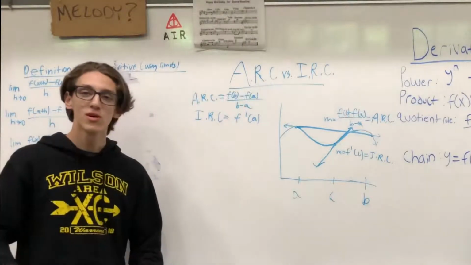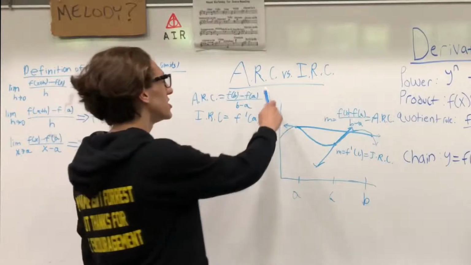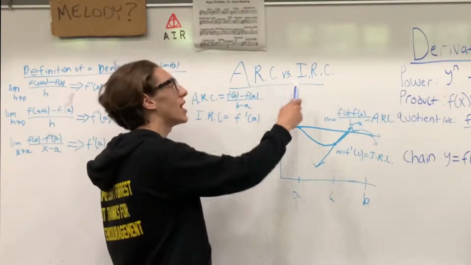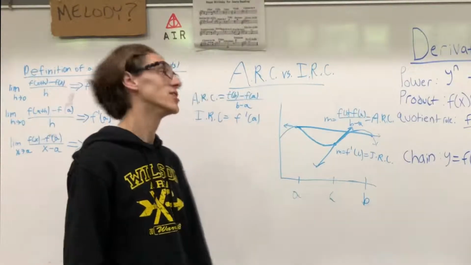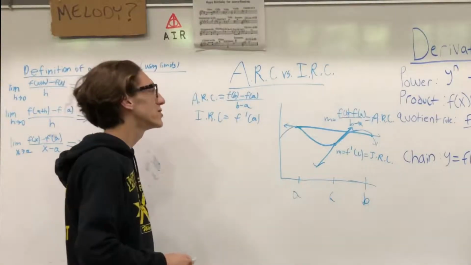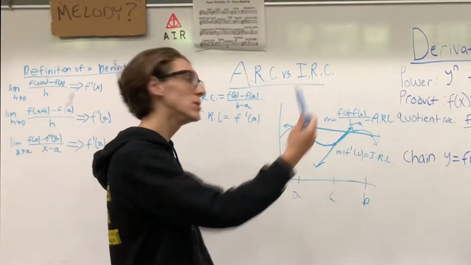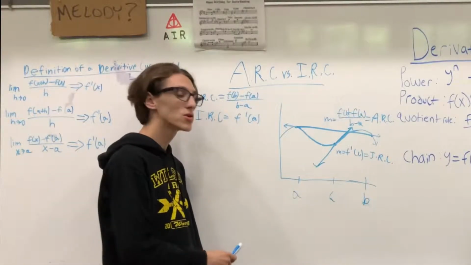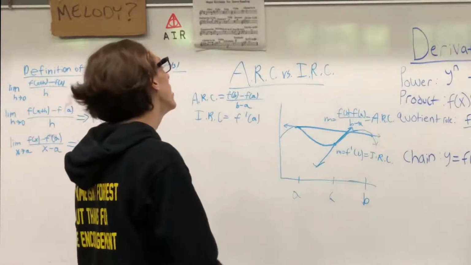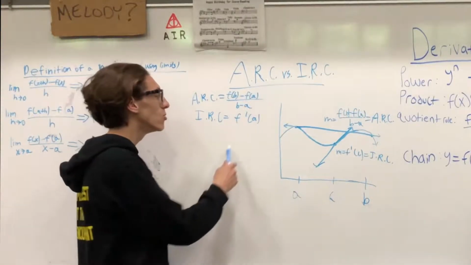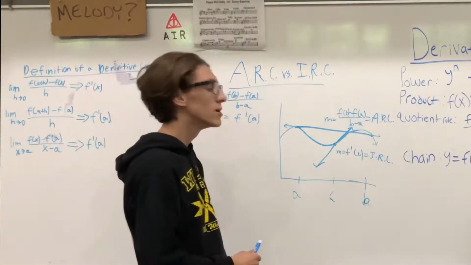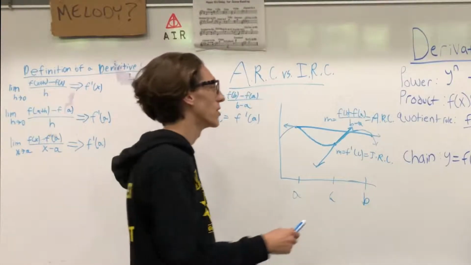So we're going to move on then to ARC, or average rate of change, versus IRC, or instantaneous rate of change. So average rate of change is going to be f of b minus f of a over b minus a, b being your second point and a being your first point, as you can see on this graph. And your instantaneous rate of change will be f prime of a, or the slope at that point.